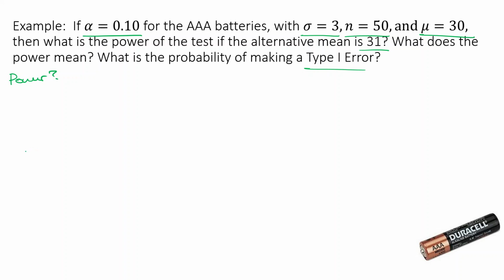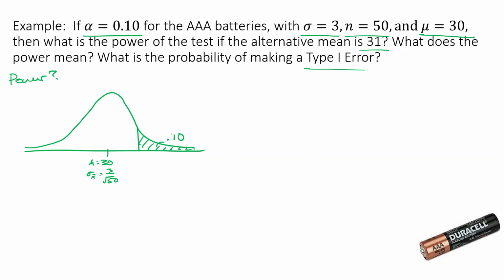All right, so we've got our normal distribution. That one's pretty good drawn on my part. Here's our mean from our null hypothesis. So this is what we're thinking is happening with our null hypothesis. We've got a standard deviation of this sampling distribution of 3 over the square root of 50. Alpha is 10, so that means we've got 10% up here for our rejection region, which means this is 90% here for our non-rejection region.